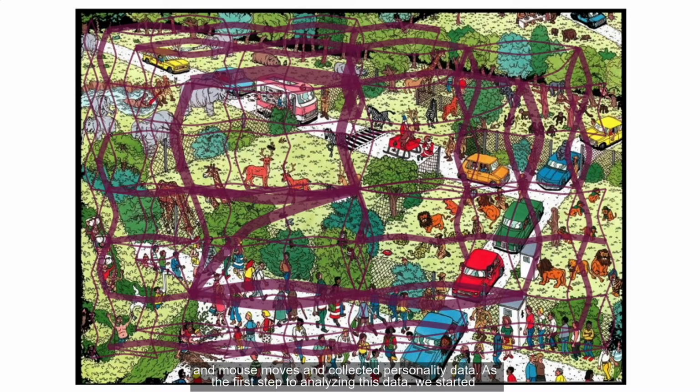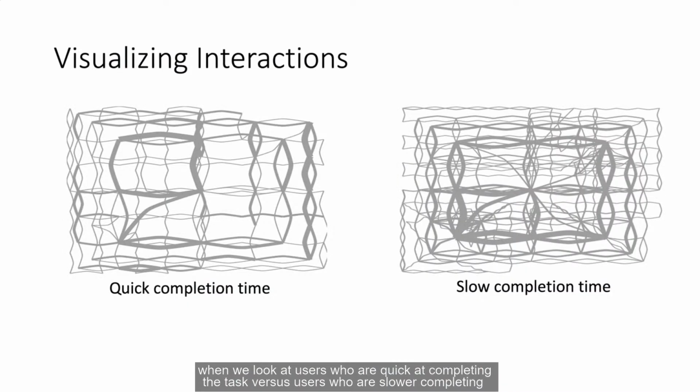As a first step to analyzing this data, we started out by visualizing it, and you can think of this representation like a node link diagram where the nodes represent a viewport and the links represent a transition from one viewport to the other. Thicker, longer lines represent a user being really zoomed out and making transitions, and shorter, thinner lines mean that a user was really zoomed in as they were looking for Waldo. Using this representation, we were able to aggregate different types of users. For instance, when we look at users who were quick at completing the task versus users who were slower at completing the task, we see a drastic difference in this visualization.